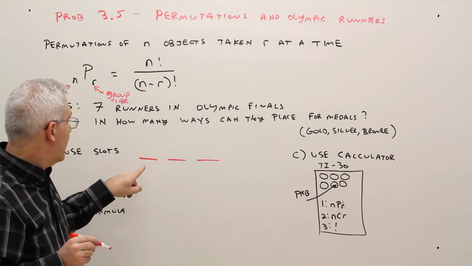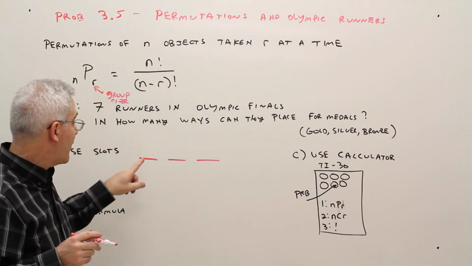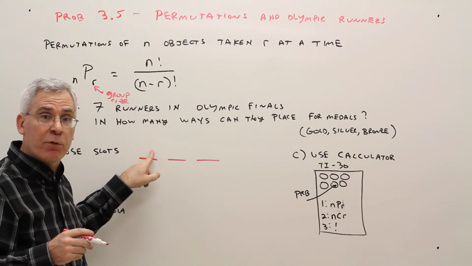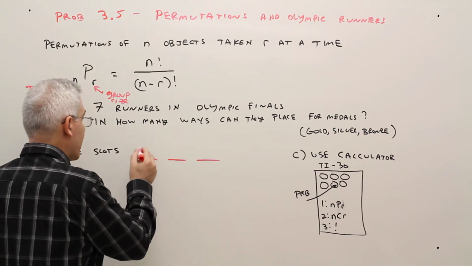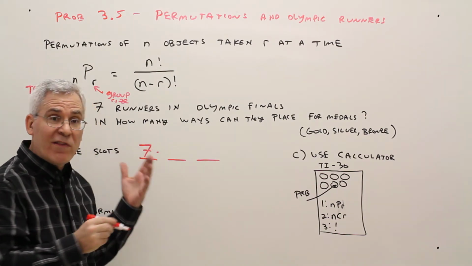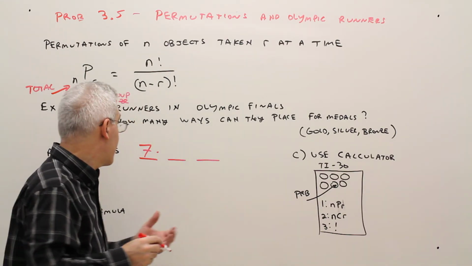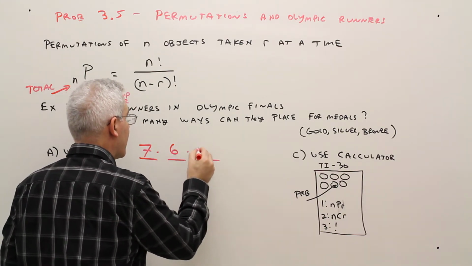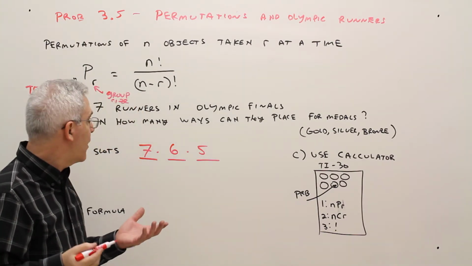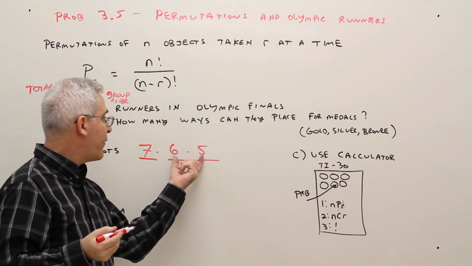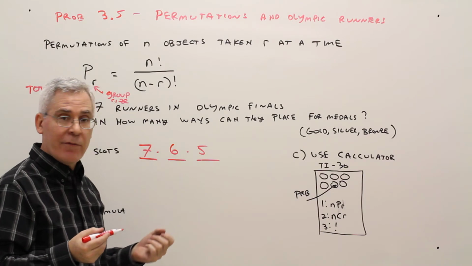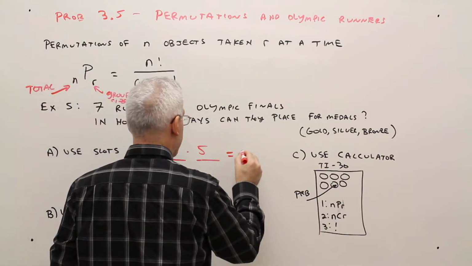All right, so now I've got 7 runners. Of the 7 runners, how many can take first place? Well, any of the 7. Once a runner takes first place, he could no longer take a different place. So 7 times 6 times 5. All right, without a calculator, 6 times 5 is 30. 30 by 7 would be 210.